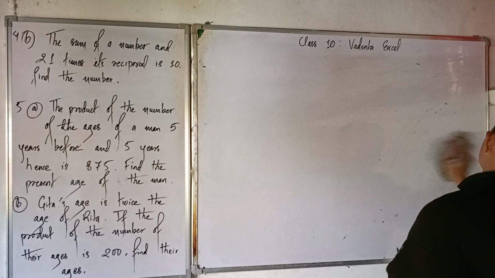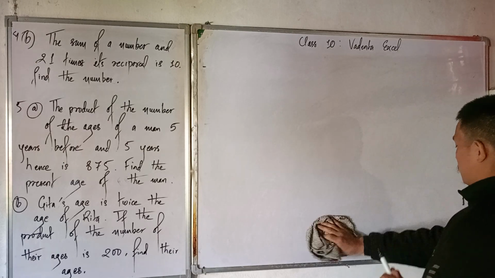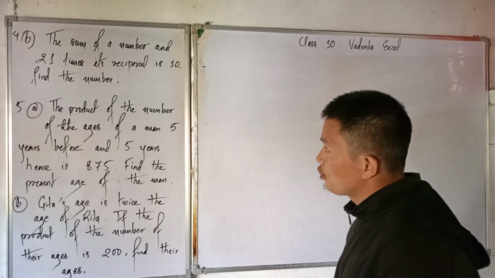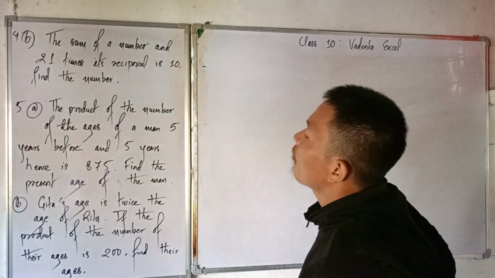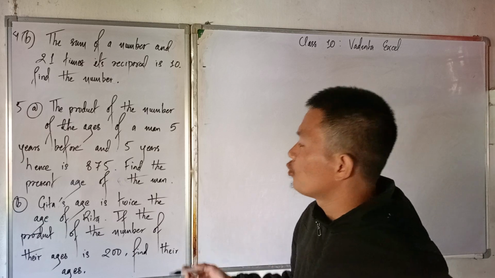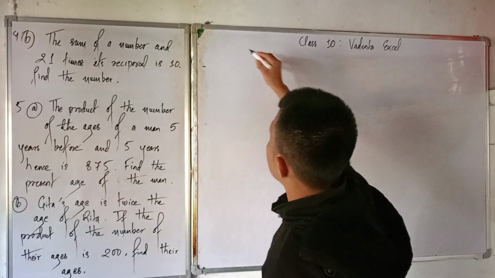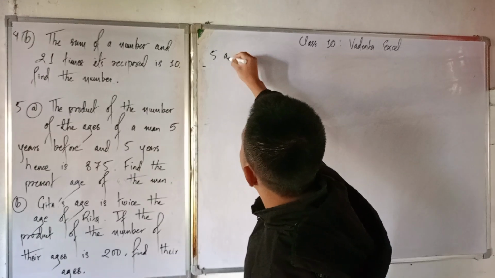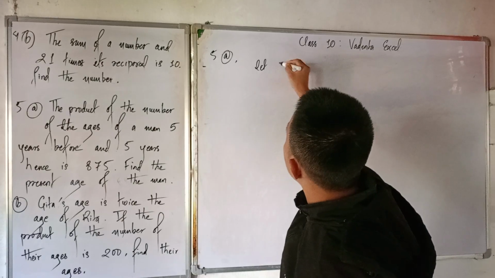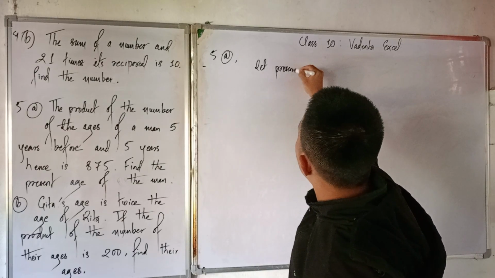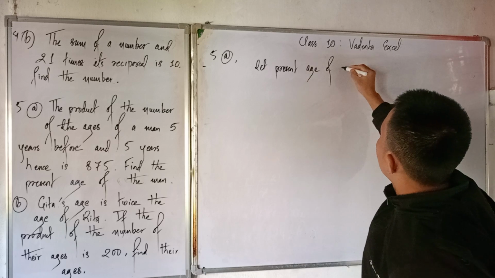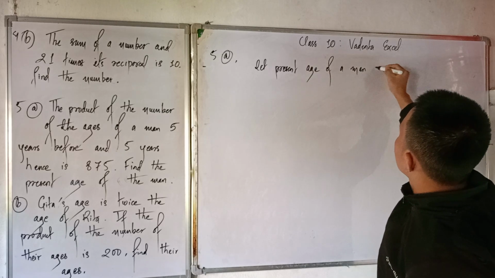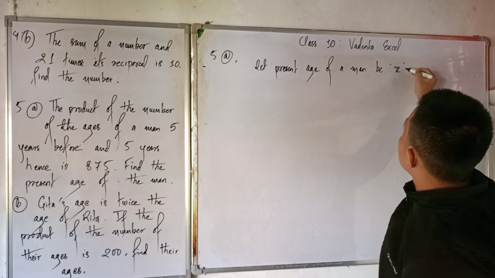In number 5a, first you have to understand the question. The product of the ages of a man. We don't know the age. We have to find the present age of the man. Let the present age of the man be x years.